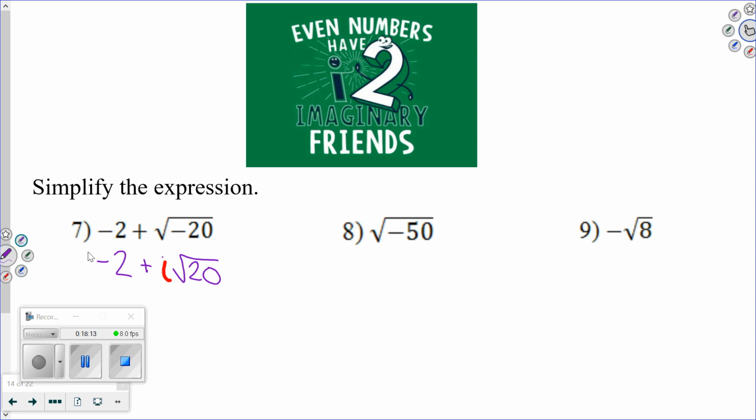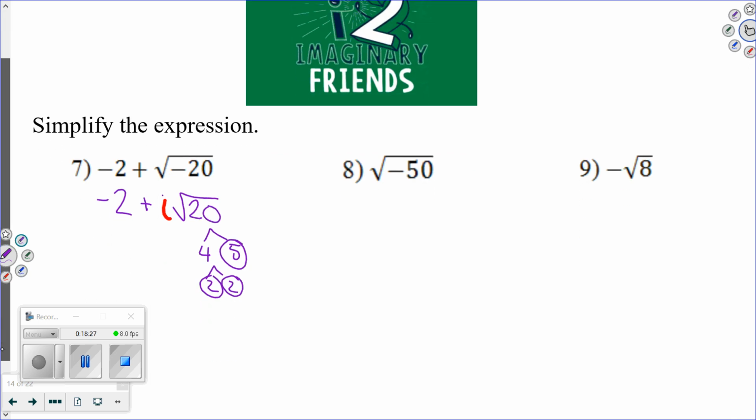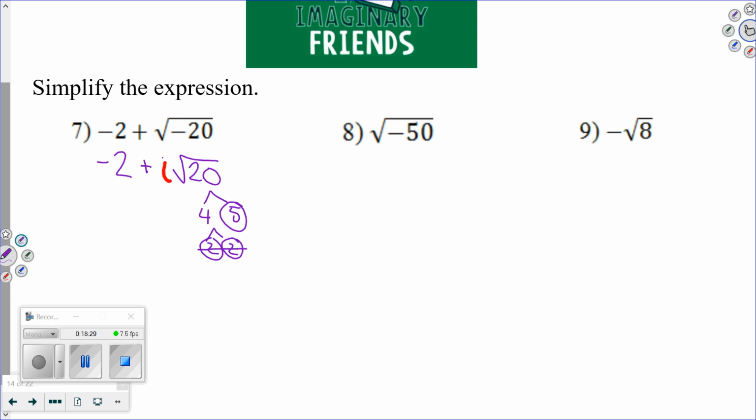Am I allowed to add negative 2 plus i? No, they're not like terms. I cannot add those. All right, but I can clean up the radical still. We'll do a factor tree on that. 4 times 5, and then 2 and 2. So I have a pair of 2s. And there's still an i. I have a leftover 5.